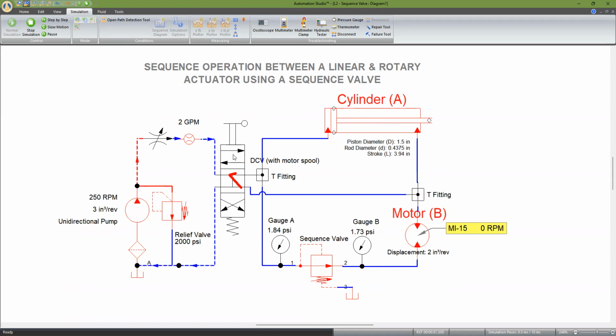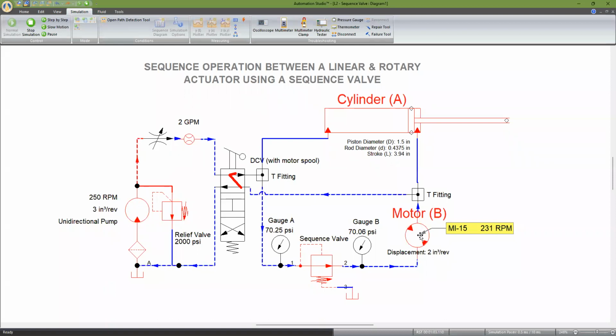So let's watch. And you see that happens. In the beginning, it was a little bit slow because, of course, the total flow was divided into 2. But once the extension was complete, all the fluid is now traveling in this branch, and that gives it a boost of speed.